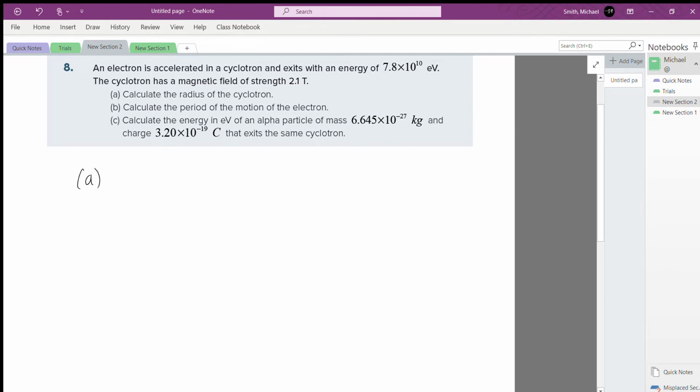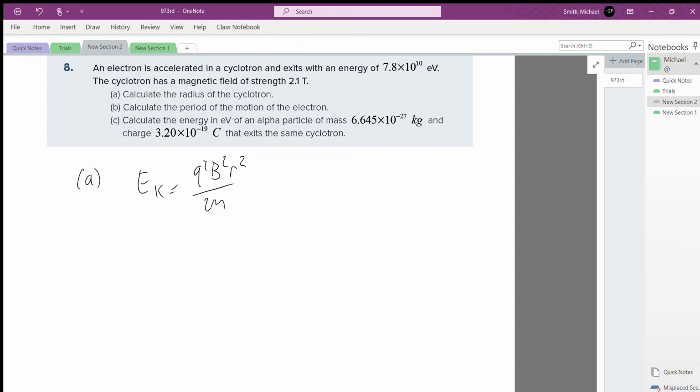First we need to calculate the radius of the cyclotron. This is a fairly tricky question. We're using the relationship EK equals Q squared B squared R squared on 2m. We're given the energy in electron volts. We need to substitute it into this expression after we've rearranged it for R.